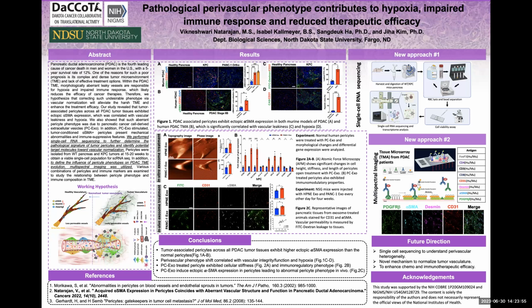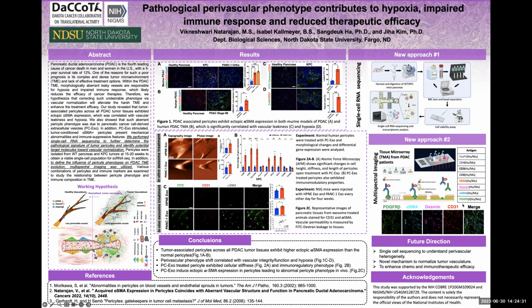So, encouraged by this result, we are currently performing single cell RNA sequencing of PDAC tumor-isolated pericytes, and also, of course, comparing it to normal pericytes from the healthy pancreas. This technology will help us to have a complete molecular profile of those pathological pericytes, and that will enable us to identify a unique set of target molecules that we could potentially use toward a vascular normalization approach.